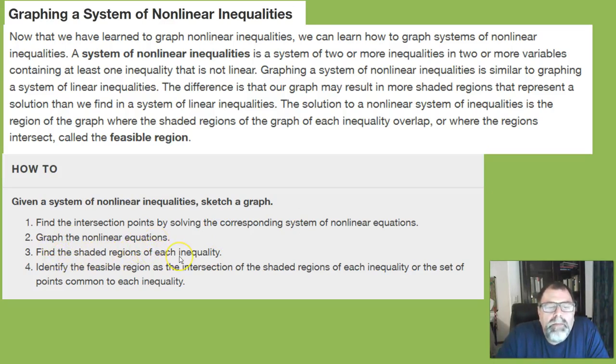Find the shaded region of each inequality. Identify the feasible region as the intersection of the shaded regions in each inequality, or the set of points common to each inequality. So we want to look for the intersection, basically the overlap.